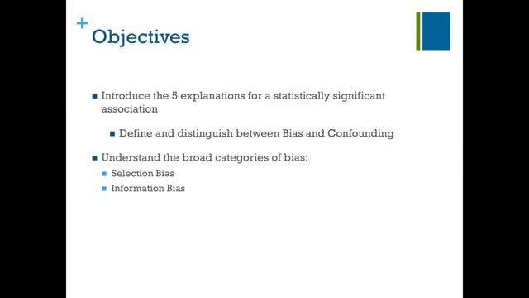The objectives of this module are to introduce the 5 explanations for a statistically significant association, define and distinguish the concepts of bias and confounding, and to understand a little about the broad categories of selection and information biases.